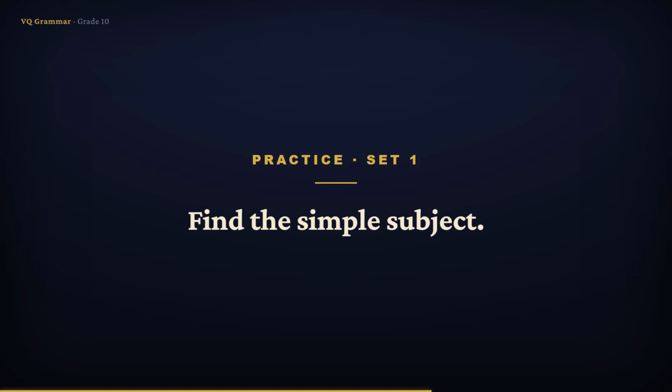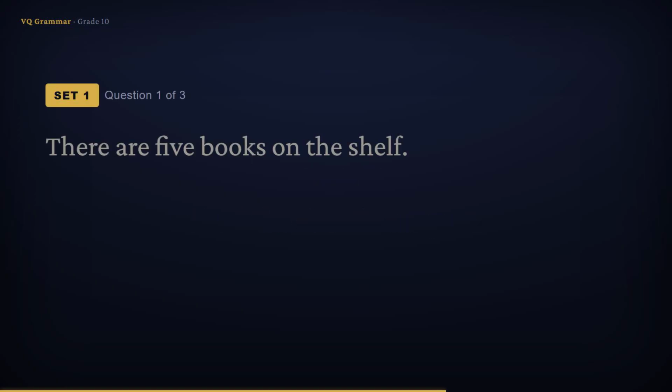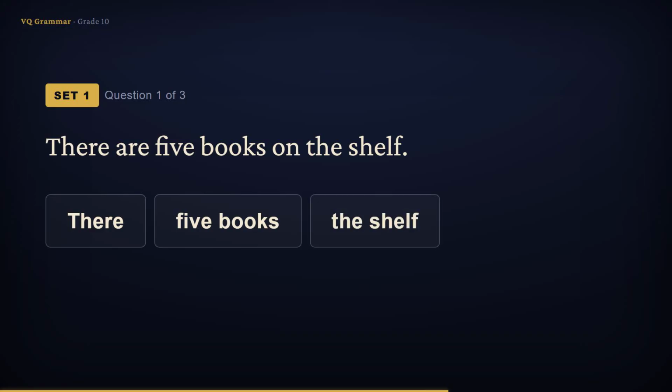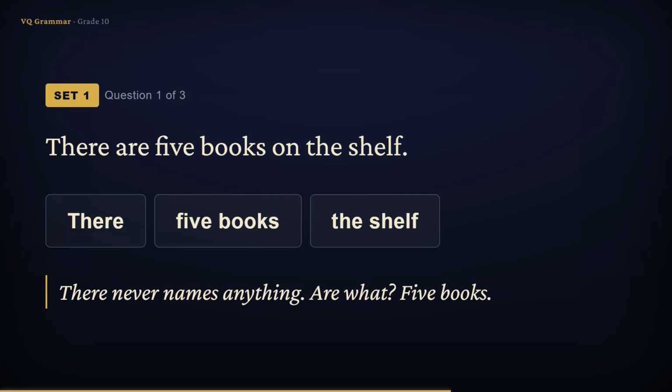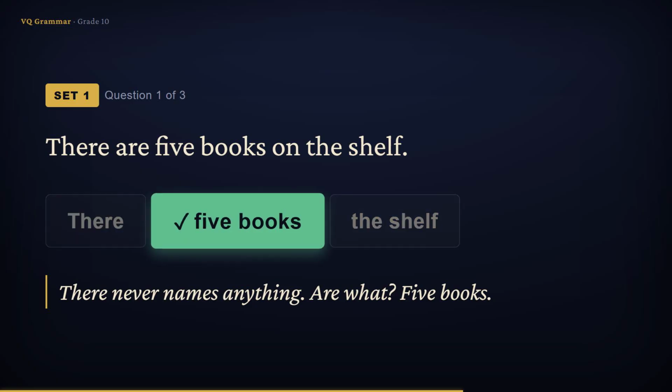In this first set, every sentence is in inverted order. Find the verb, ask who or what, and pick the true subject. Pause the video and decide before I reveal each answer. There are 5 books on the shelf. Remember the trap. There can never be the subject. So find the verb, which is are, and then ask, are what? 5 books. So the subject is 5 books.